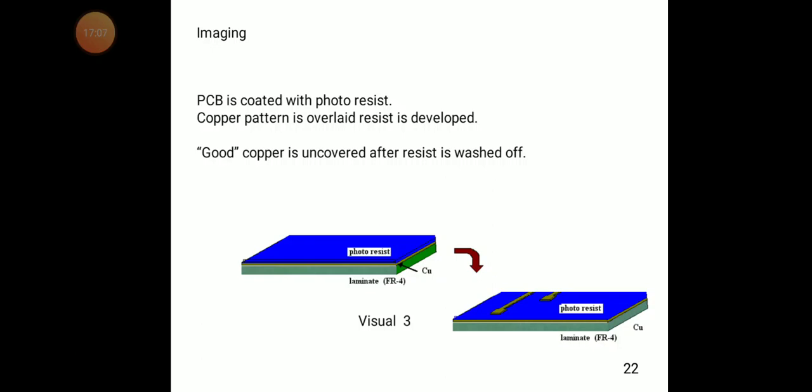You can see the visual 3 in the laminate. After that we have the photoresist material, and the copper clad is there. Wherever we require, there we have the copper clad.